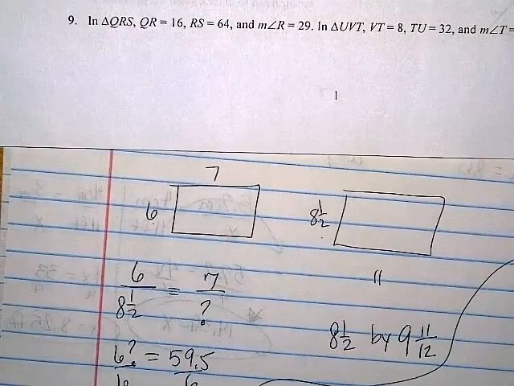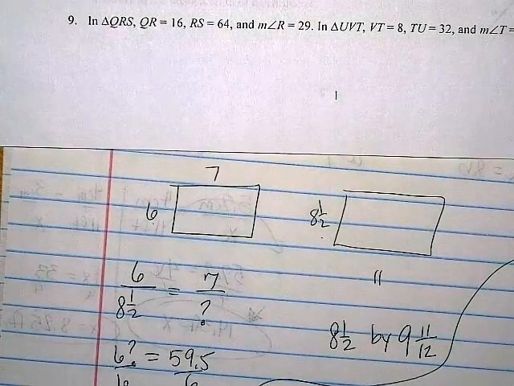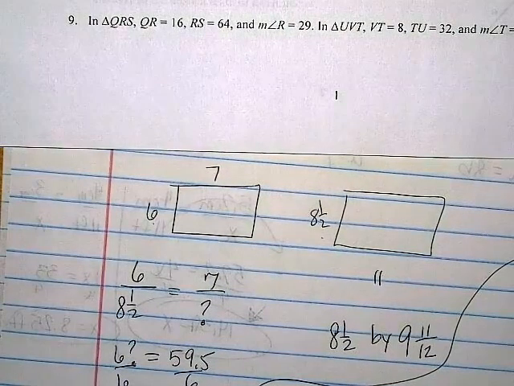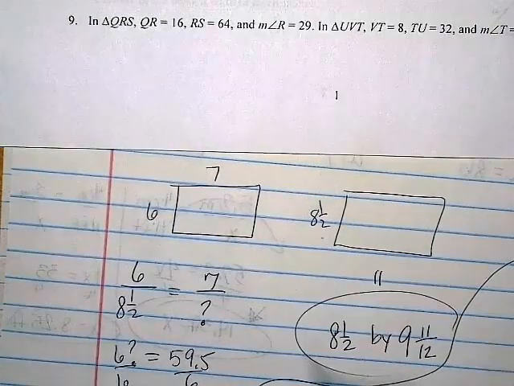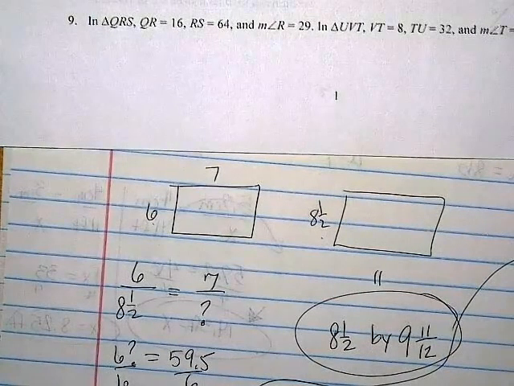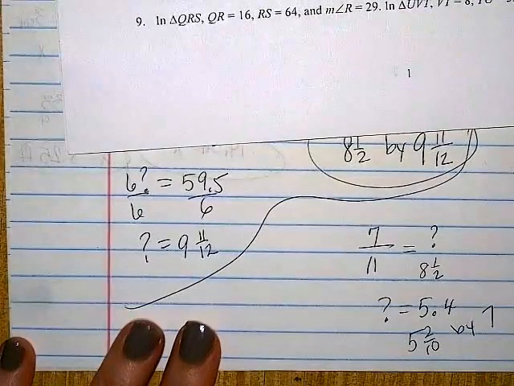So my options were 5.4 or 5 2/10 by 7, or 8.5 by 9 and 11 twelfths. That's the larger one. That's what they're asking for. That's why that's the answer. Okay? If I had checked the other one out, it would have been a smaller version.